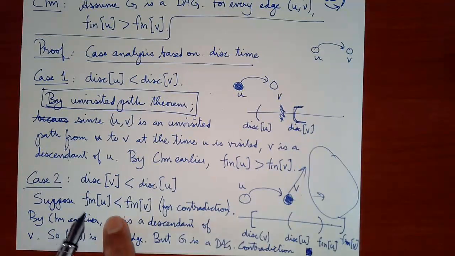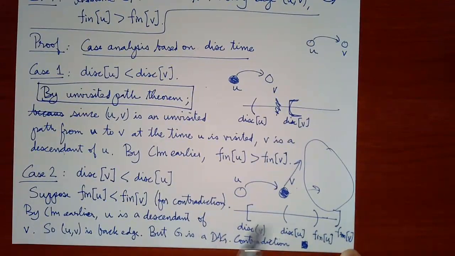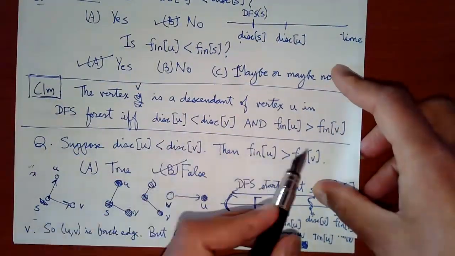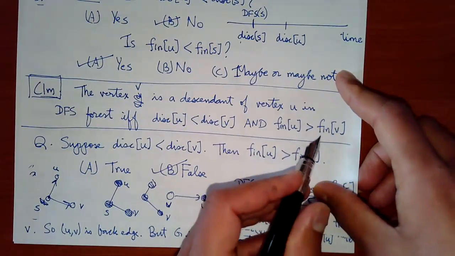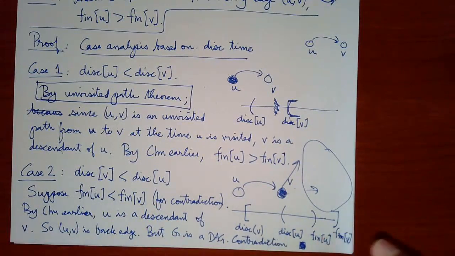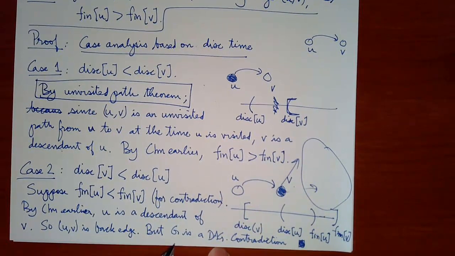Right, this is just saying that suppose finish of U was less than the finish of V. So write that down. Well, then by the claim earlier, maybe I should just show you that claim again. Sitting in my notes here, that basically vertex V is a descendant of U in the DFS forest if and only if these conditions hold. The discovery of U is less than the discovery of V, and the finish of U is greater than the finish of V, which is exactly the conditions over here, with U and V switching their roles. And so U is a descendant of V, but if U is a descendant of V, then the edge UV is a back edge, but G is a DAG, so it contains no back edges. That's a contradiction. This completes the proof.